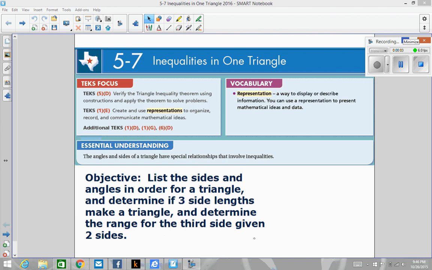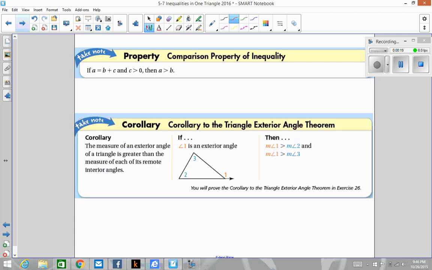Welcome to Geometry Pre-AP. Today we're going to talk about inequalities of one triangle. So take a minute to pause the video and write down the essential question and the objective. Okay, now that you've got those things written down, let's get into this lesson.